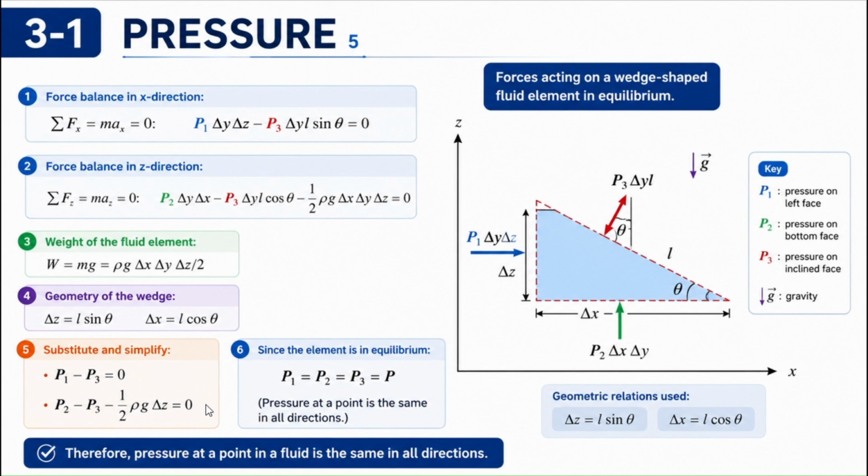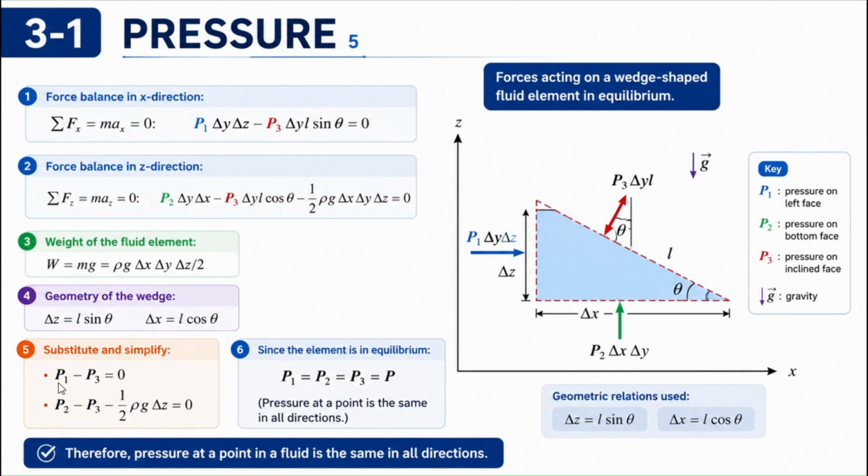Now at this stage we will make an important assumption, which means the size of the wedge element will become infinitely small. In case this wedge element collapses to one particular point, then the dimensions will change. For example, theta will tend to 0. When theta tends to 0, delta z will tend to 0. Because of that, this particular term in the equation will become 0.